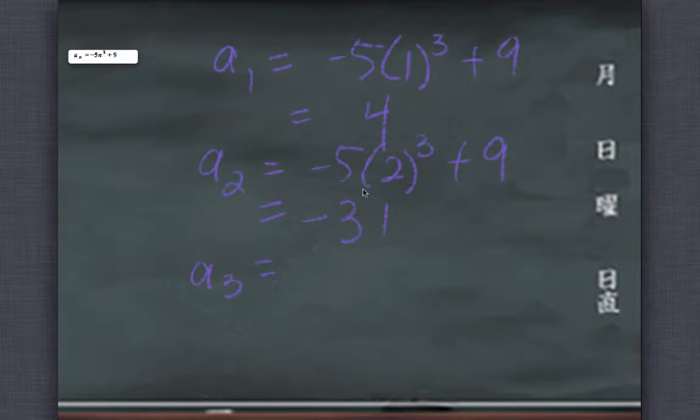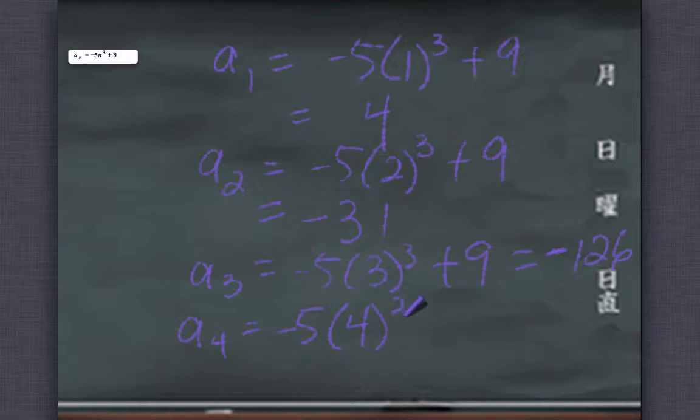A sub 3 is minus 5 times 3 cubed plus 9. That's 27, so minus 135 plus 9, negative 126. A sub 4 is minus 5 times 4 cubed plus 9. 4 cubed is 64, so minus 320 plus 9 is minus 311, and that's the first 4 terms.